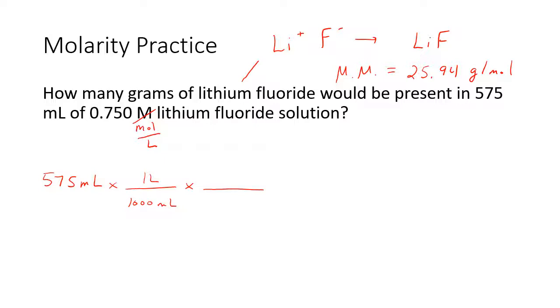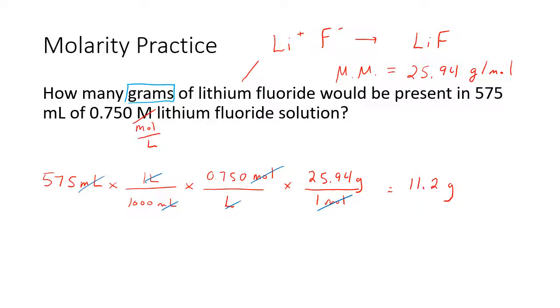Next, we can use our molarity to convert from volume to number of moles. Liters in the denominator and 0.750 moles in the numerator. Next, we're trying to figure out the number of grams of lithium fluoride, so we're going to need to use our molar mass. 1 mole in the denominator is equal to 25.94 grams. Check that everything's in the right place. Moles cancel, liters cancel, milliliters cancel. Our number of grams of lithium fluoride would be 11.2 grams.